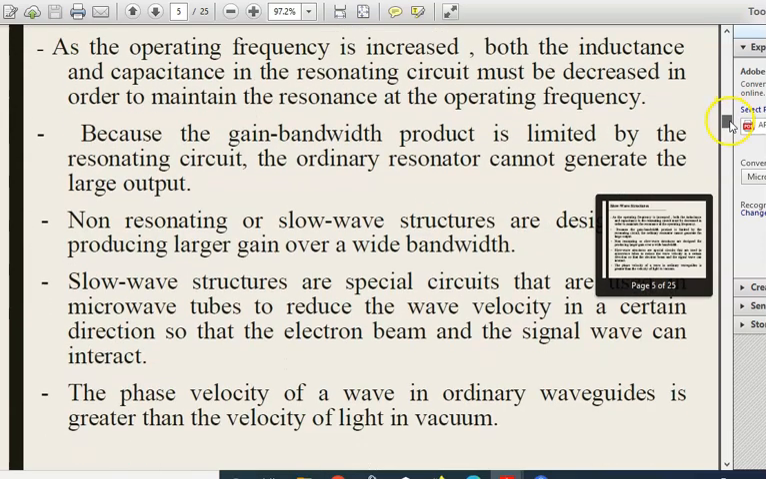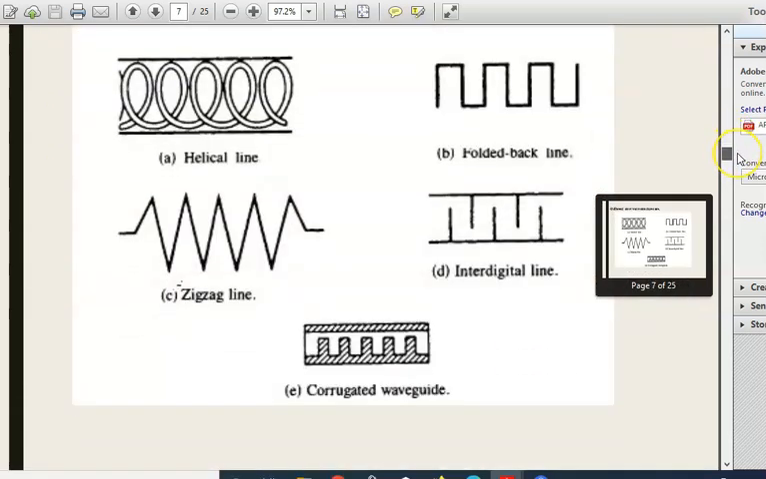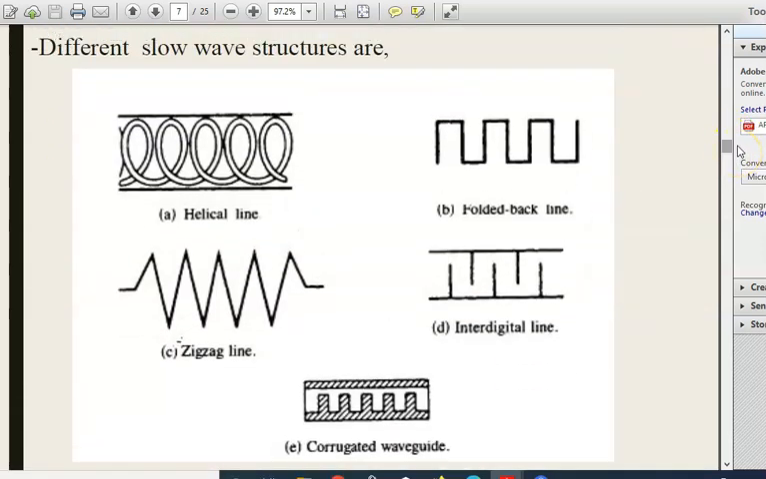And moving on to the structure, why do we go for a slow wave structure? There are different types of slow wave structure: helical line, folded back line, zigzag line, interdigital line, corrugated waveguide. Now why do we go for the slow wave structure? The concept is simple. We know that the electrons as well as the signal to be amplified are both going to be traveling together. But the electron has a velocity of just a small fraction of c, approximately 0.1 of c.